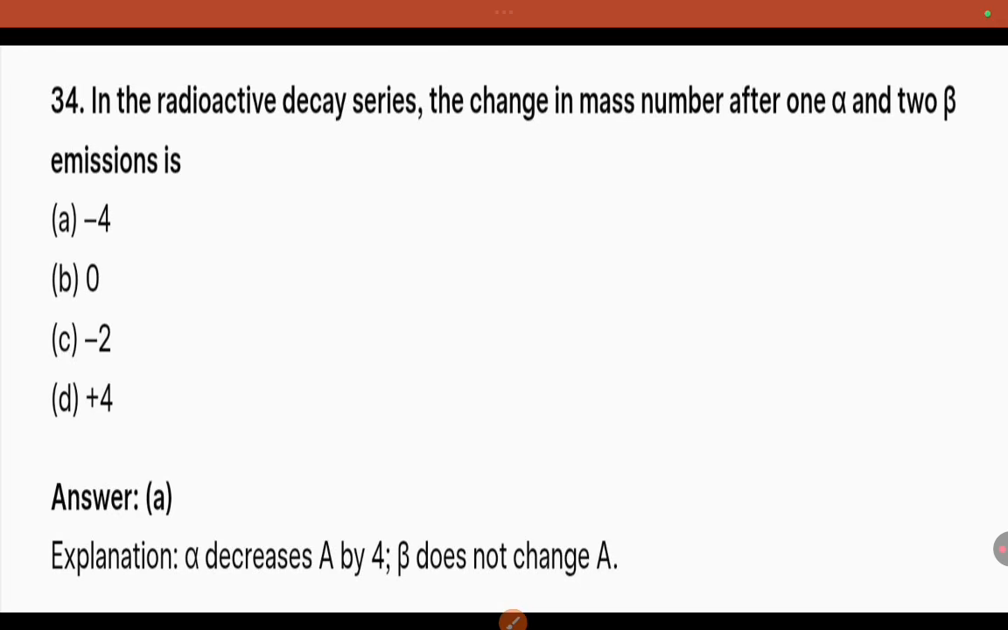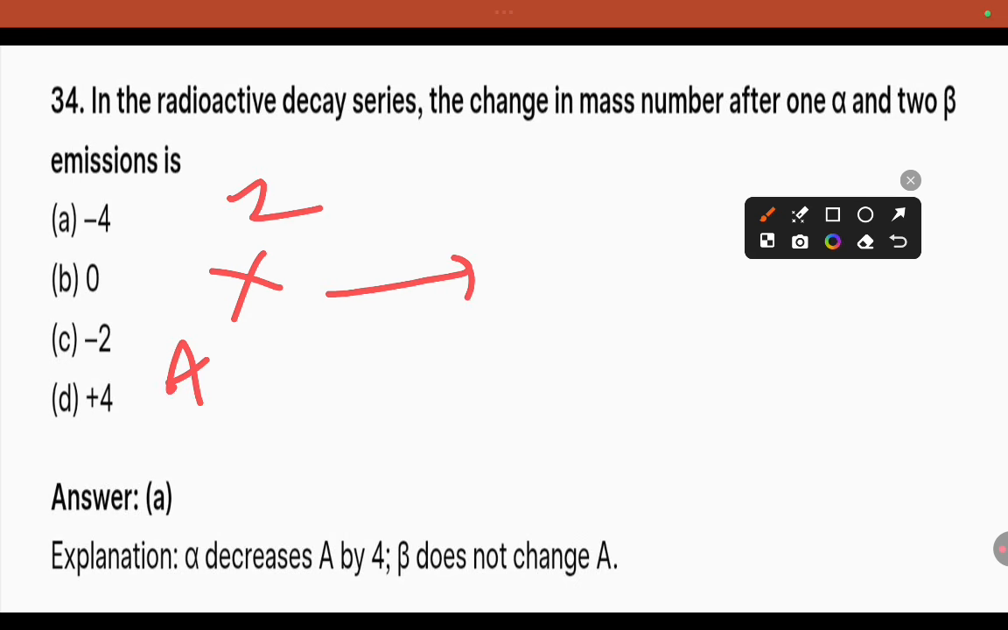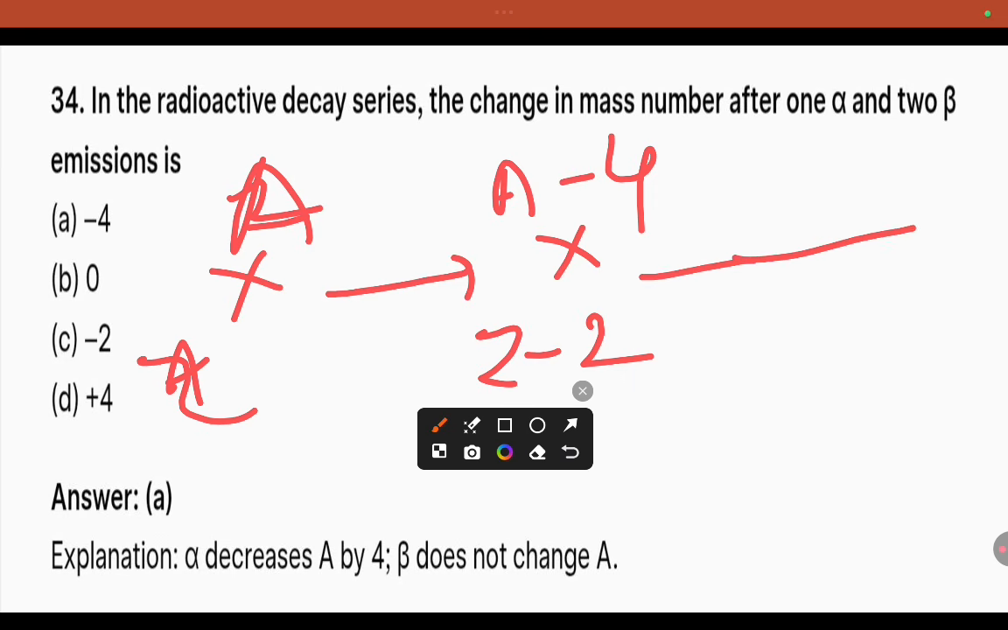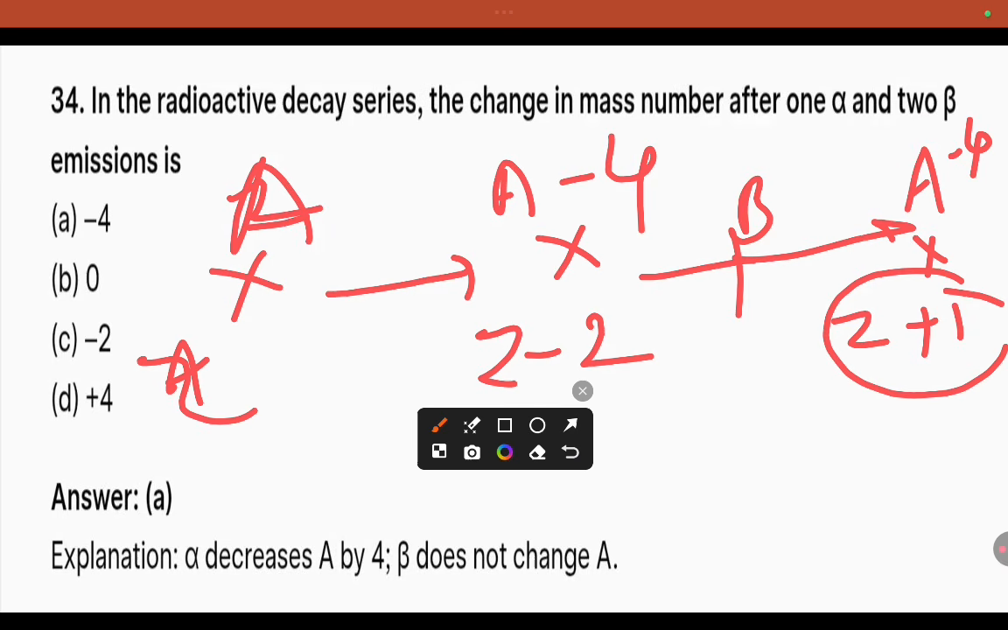Okay, coming to the radioactive decay series, the change in mass number after one alpha and one beta. Here you can take one element, X with mass number A and atomic number Z. With one alpha, Z is reduced by 2 and A is reduced by 4. Next, beta: A stays as it is, and Z changes to Z plus 1. So alpha decreases the mass number by 4, beta does not. Your question asks only about the change in mass number, so that is reduced by 4.